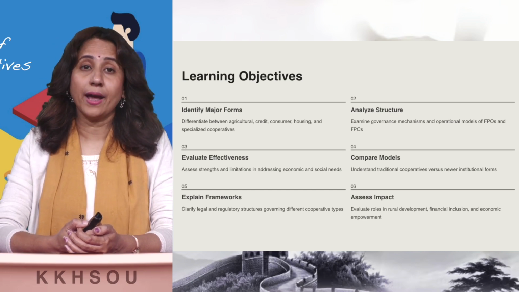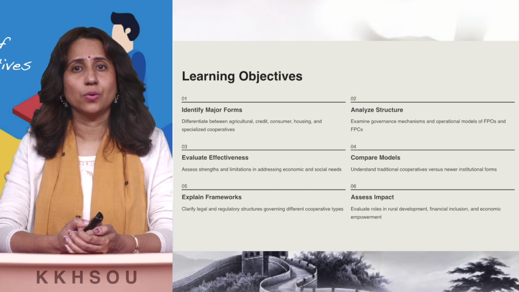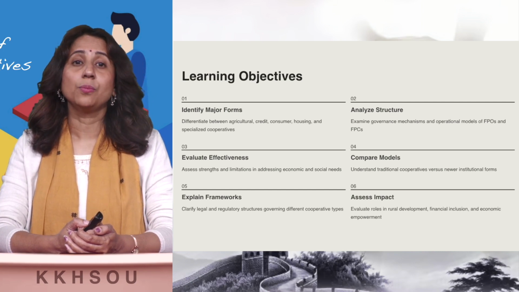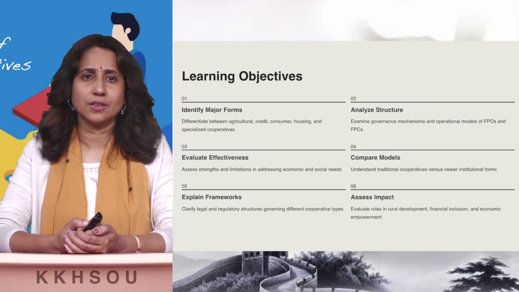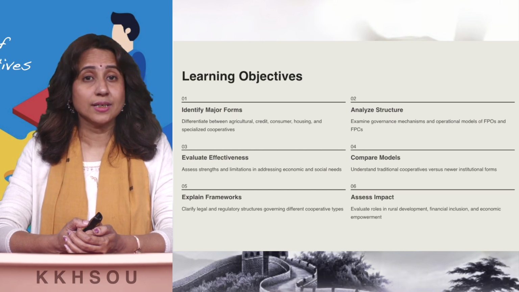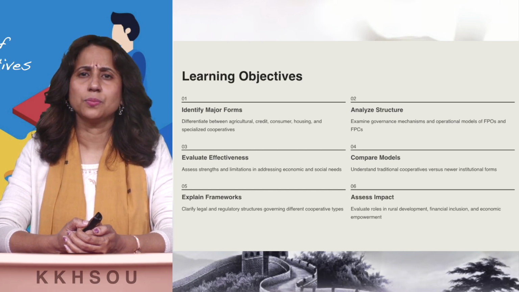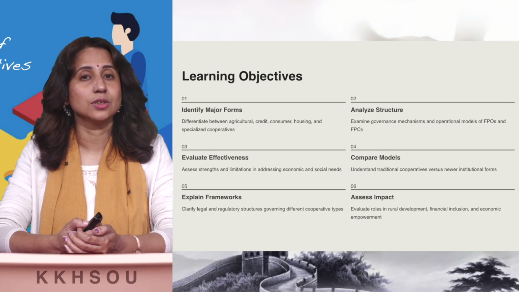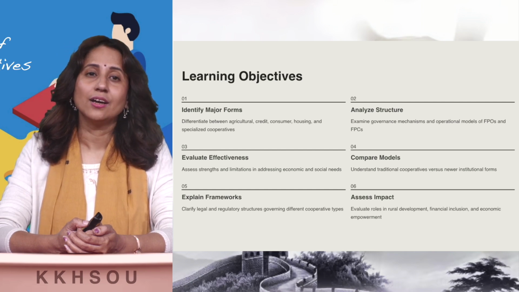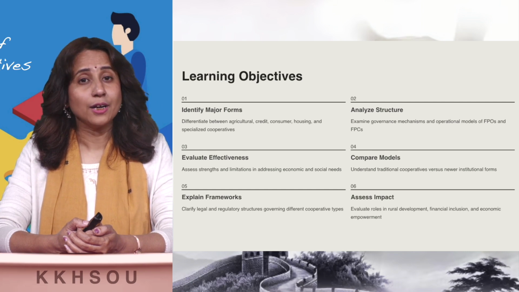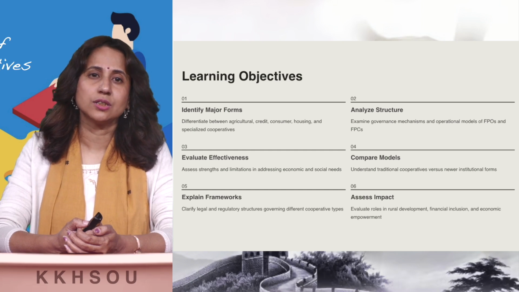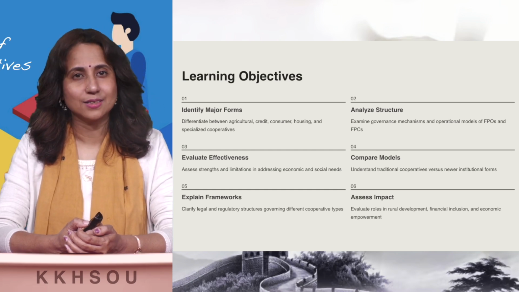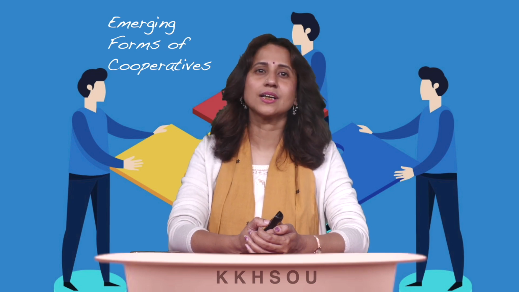You'll be able to compare the traditional cooperative societies with newer institutional forms. Then you'll be able to explain the legal and the regulatory framework governing different types of cooperatives in India. And you'll be able to assess the role of various cooperative forms in promoting rural development, financial inclusion, and economic empowerment. And you'll be able to apply knowledge of cooperative forms to identify appropriate institutional structures for different contexts and member needs. So let us now discuss the agricultural cooperatives.